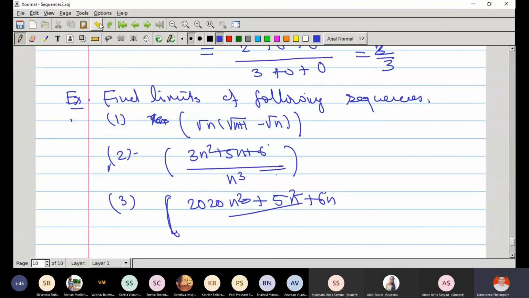Here n cube. Okay, you try to calculate limits of these. So next time we'll see more about sequences. Right, so any doubt, any difficulty? No, sir.